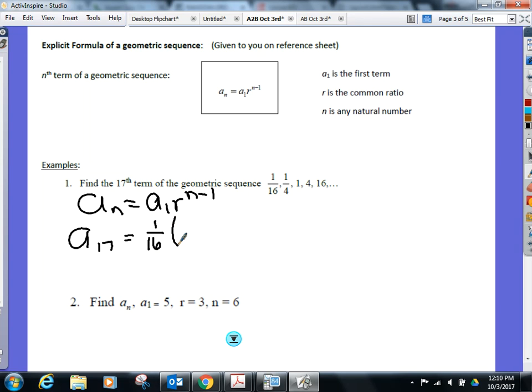times. Okay, now here's the tough part. What are you multiplying by here? 1, 4, 16. I'm multiplying by 4. So 4 raised to the, what did you just plug in for n? 17 minus 1. And we can all do that in our calculator right now. And you will get a very large number, and you're not incorrect.